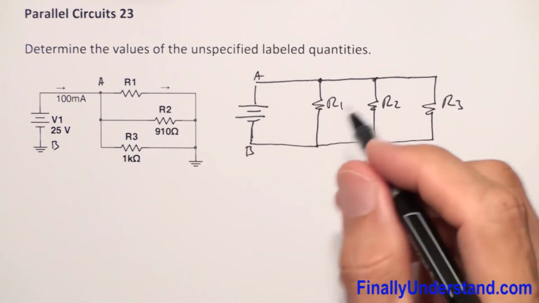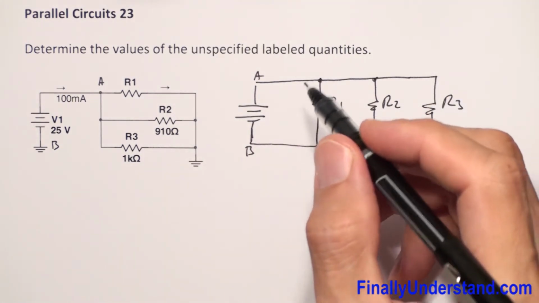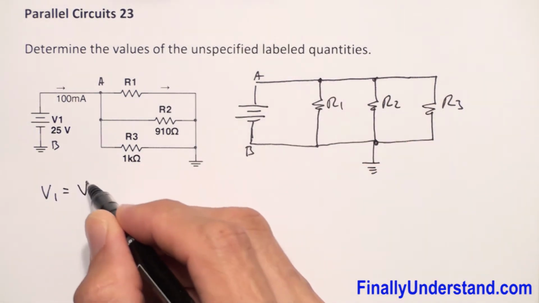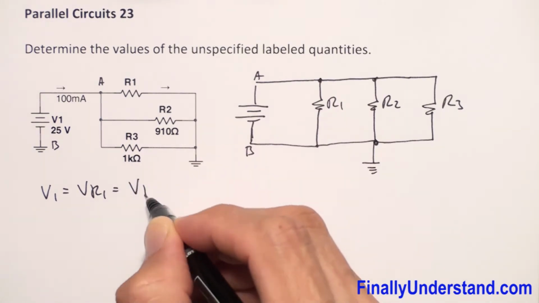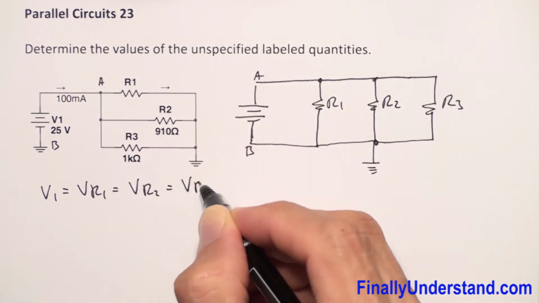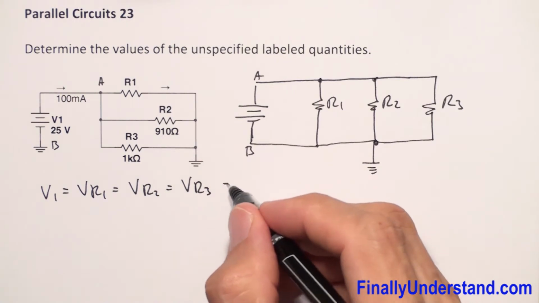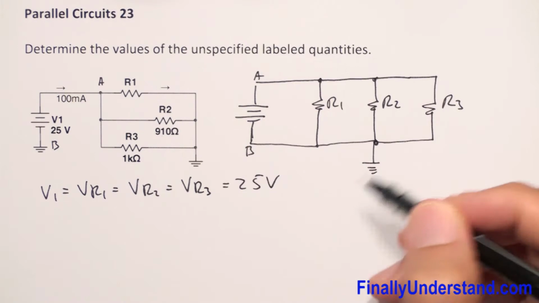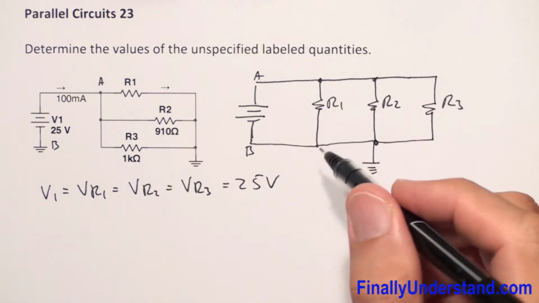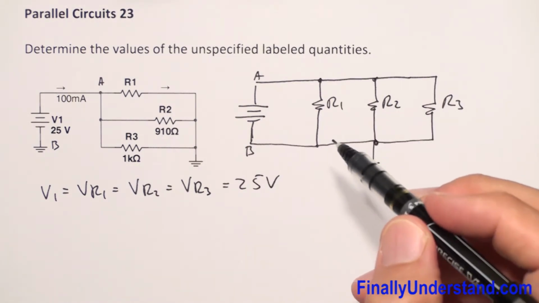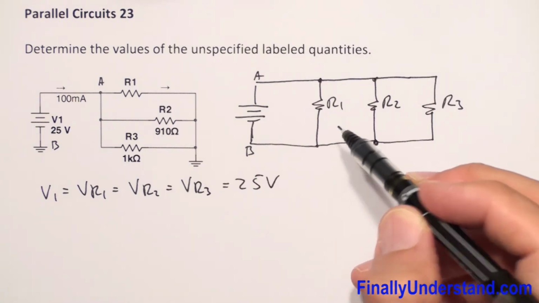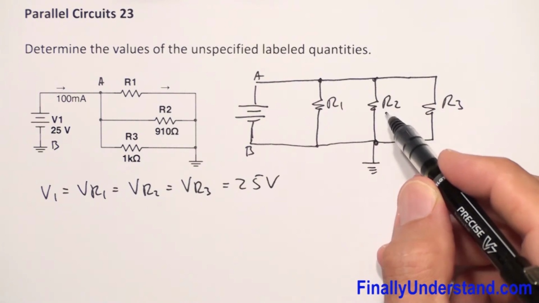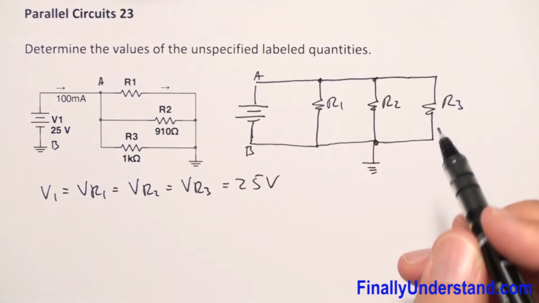So we're supposed to realize that voltage V1 is equal to VR1. This is also equal to VR2. This is also equal to VR3. And this is equal to 25 volts. When we have 25 volts across each resistor, we can find the currents which are going to resistor R2 and resistor R3.